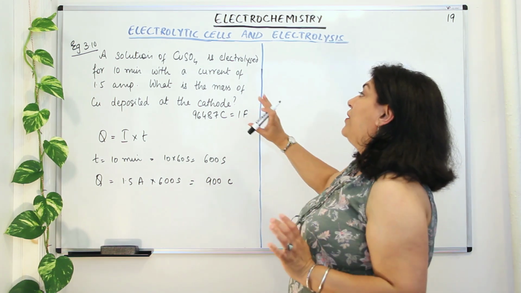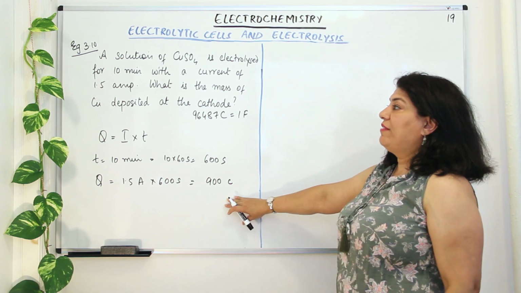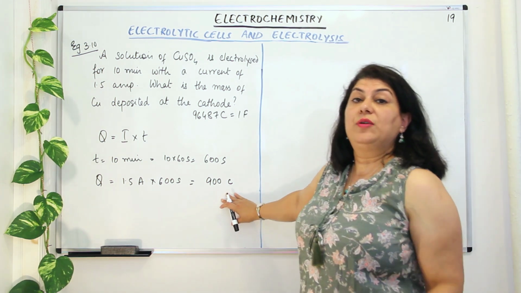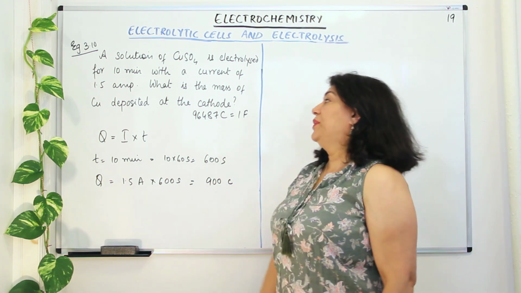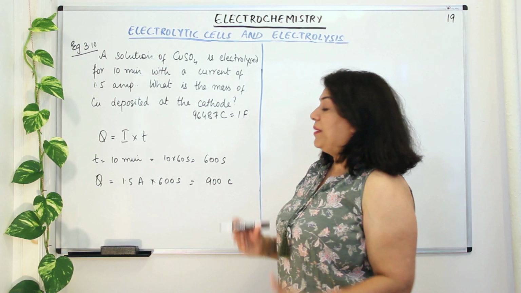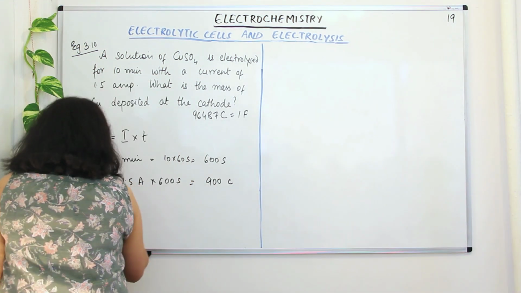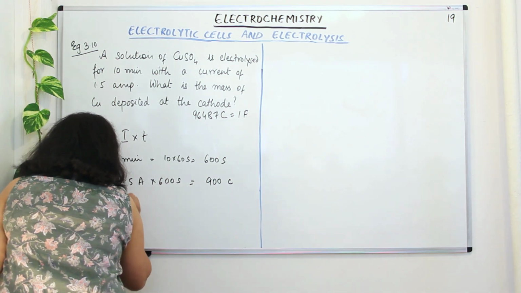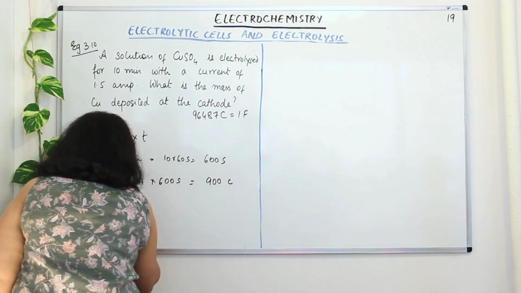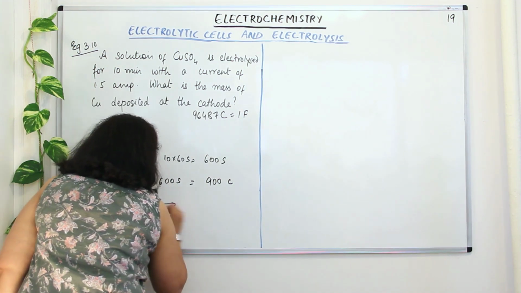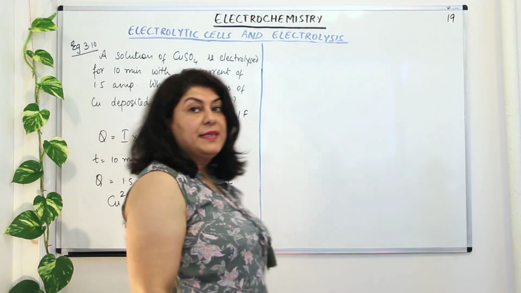A solution of copper sulfate is electrolyzed for 10 minutes. It means 900 coulombs with 1.5 ampere current, that is, 900 coulombs of electric current has been passed. So you have to find out what is the mass of copper deposited. Let us go to the chemical equation according to its stoichiometry, the molar equation. We know that in copper sulfate, the charge on the copper ion is 2 positive. It is a dipositive ion. So Cu2 positive gains 2 electrons and it gives us 1 mole of copper solid, right?